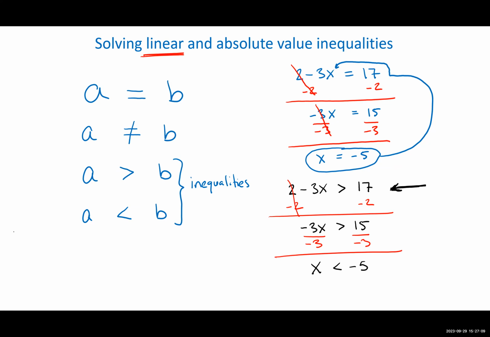Now, why is this? Why do we have to change the direction? I don't want to just say, if you multiply or divide by a negative, you have to change the direction, just memorize that and use it. Well, let's look at a specific example. I'll give you two numbers, 50 and 30. Now, one of these numbers is larger. Well, it's the 50. It's not a trick question. There's nothing elaborate going on here. 50 is bigger than 30.